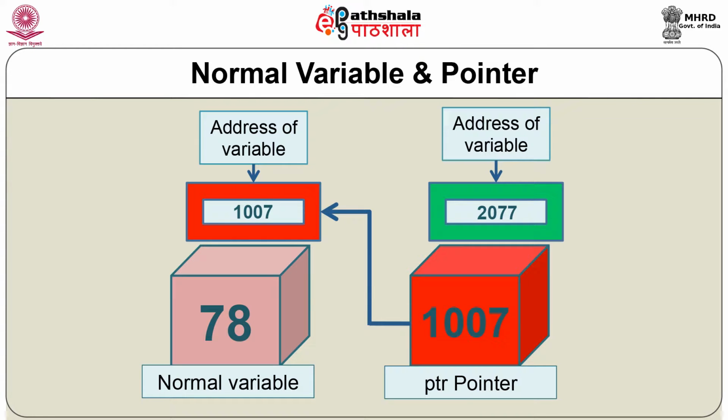In this slide, you can see there is a picture shown for knowing difference between normal variable and pointer variable. The left block in this picture is normal variable, has value defined as 78 and its address is 1007. The right block of this figure is pointer variable, which stores address of variable 1007. Note that pointer is also a variable which has different memory location. In this figure, 2077 is the address of pointer, and therefore this figure is helpful for knowing exact difference between normal variable and pointer variable.